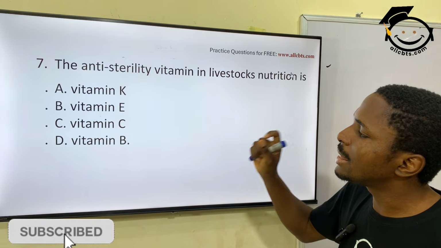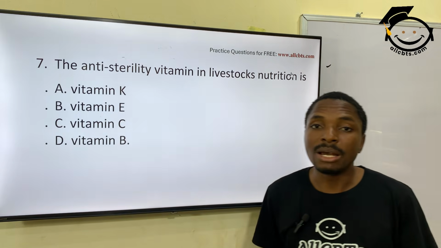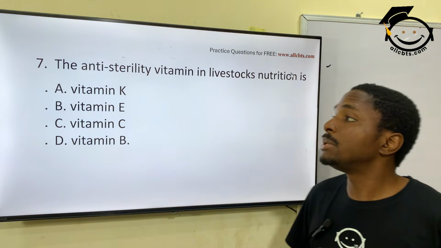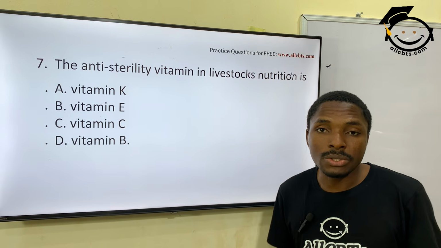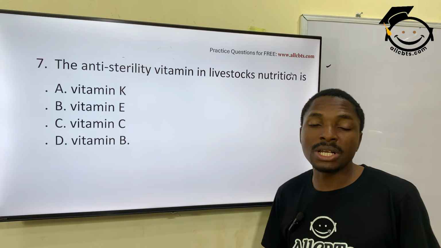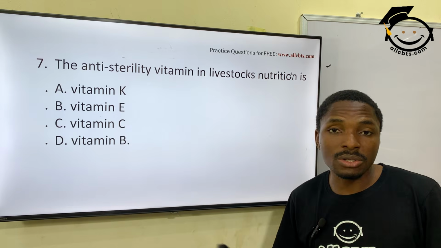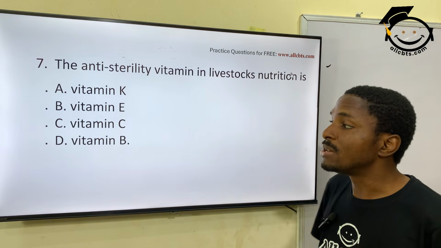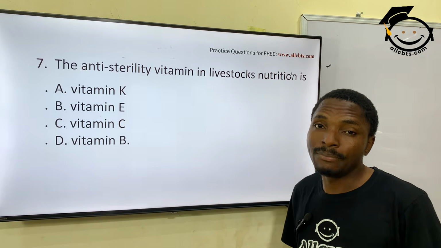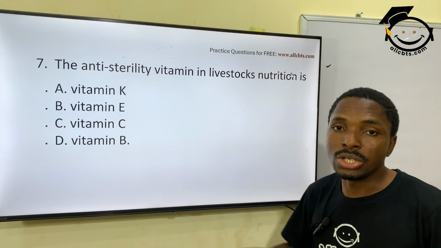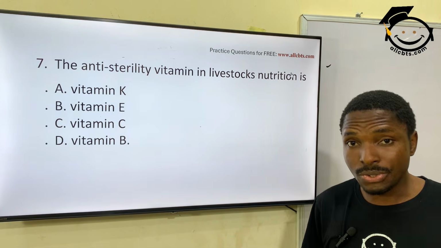And that answer there is vitamin E. Vitamin E is the anti-sterility vitamin in livestock. And so you need to give your livestock, especially the female livestock, a lot of vitamin E or a good dose of it to ensure that they continue to reproduce.